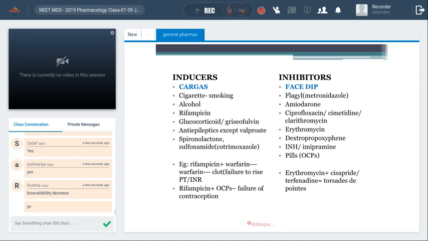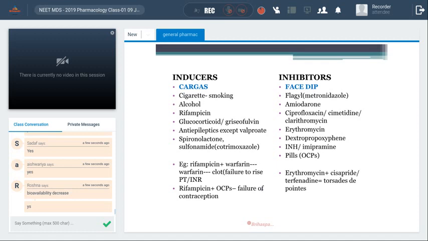Now coming to inhibitors. Inhibitors have the opposite effect. They will inhibit the metabolism of the second drug. So the drug is not broken down, which means the drug is there in the body for a long time, which means it can result in toxicity. Here it is less effect, there it is more effect, so toxicity. So for inhibitors, you have the mnemonic PHASE DIP. F is not for any drug, F is for Flagyl. Flagyl is a popular brand name for metronidazole, so I've taken that.